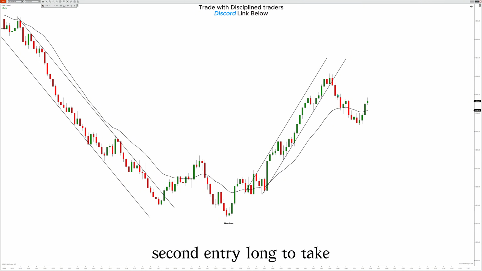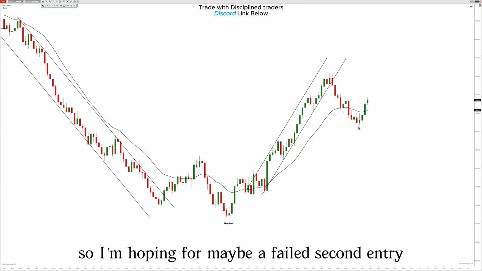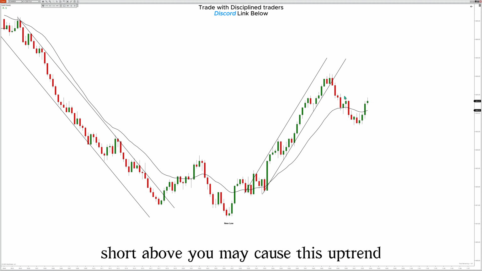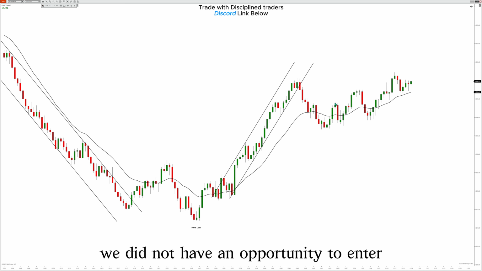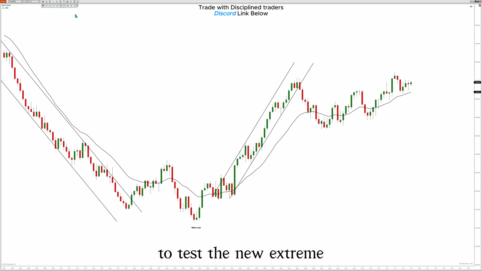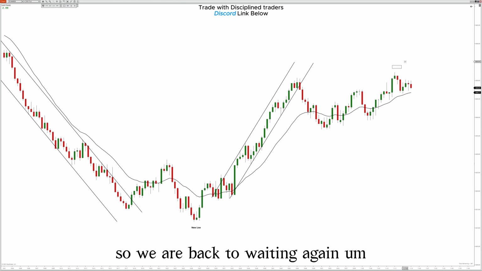Alright, so no good enough second entry long to take, so I'm hoping for maybe a failed second entry short above EMA, because this uptrend does need to create new high now. Alright, so unfortunately we did not have an opportunity to enter to test the new extreme, but the new high has been created, so we are back to waiting again.